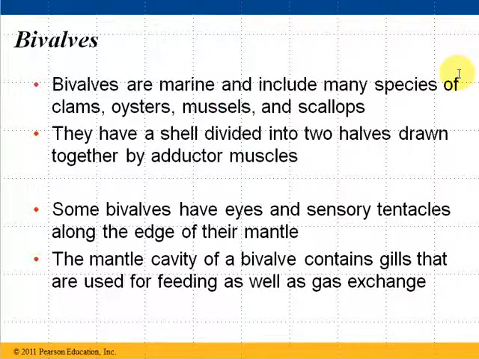The next group of mollusks are called bivalves. Bivalves are your clams, oysters, mussels, scallops. For the most part they're marine, though there are some freshwater versions too, and they have a lot of different species. They have a shell that's divided into 2 halves, drawn together by some very strong muscles. Some of the bivalves actually do have simple eyes and sensory tentacles along the edge of their mantles, and the mantle cavity of a bivalve contains gills that allow them to breathe in the water, exchange gases, as well as collect food materials from the water around them.